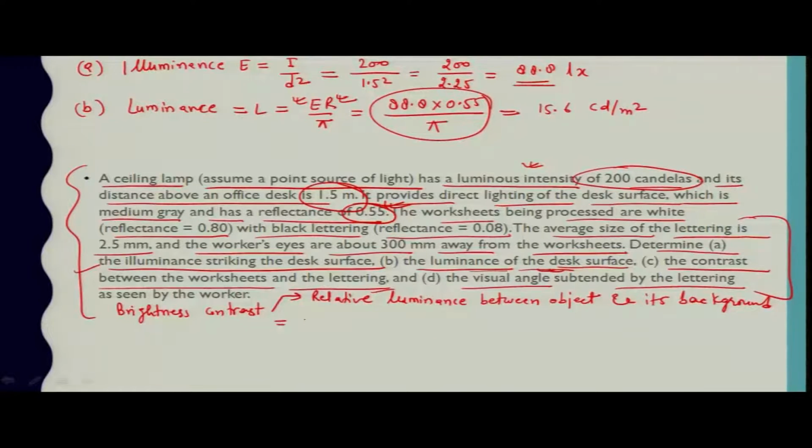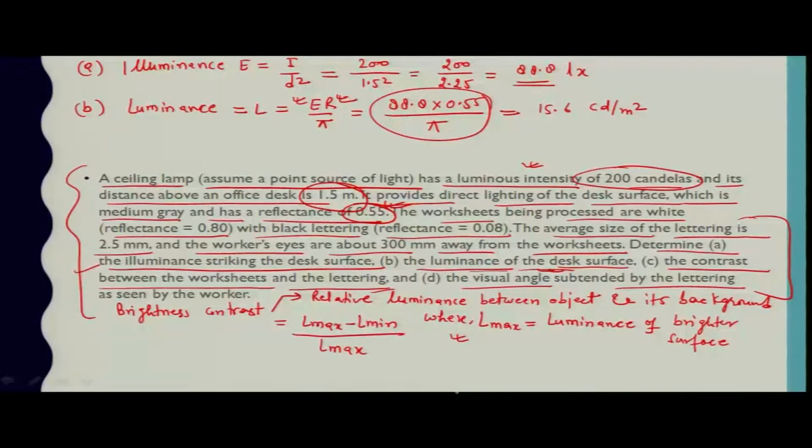It can be expressed as L max minus L minimum upon L max, where L max is the luminance of the brighter surface and L minimum is for the darker surface. In this way the value of brightness contrast can be calculated. So now C is brightness contrast, that is L max minus L minimum upon L max.